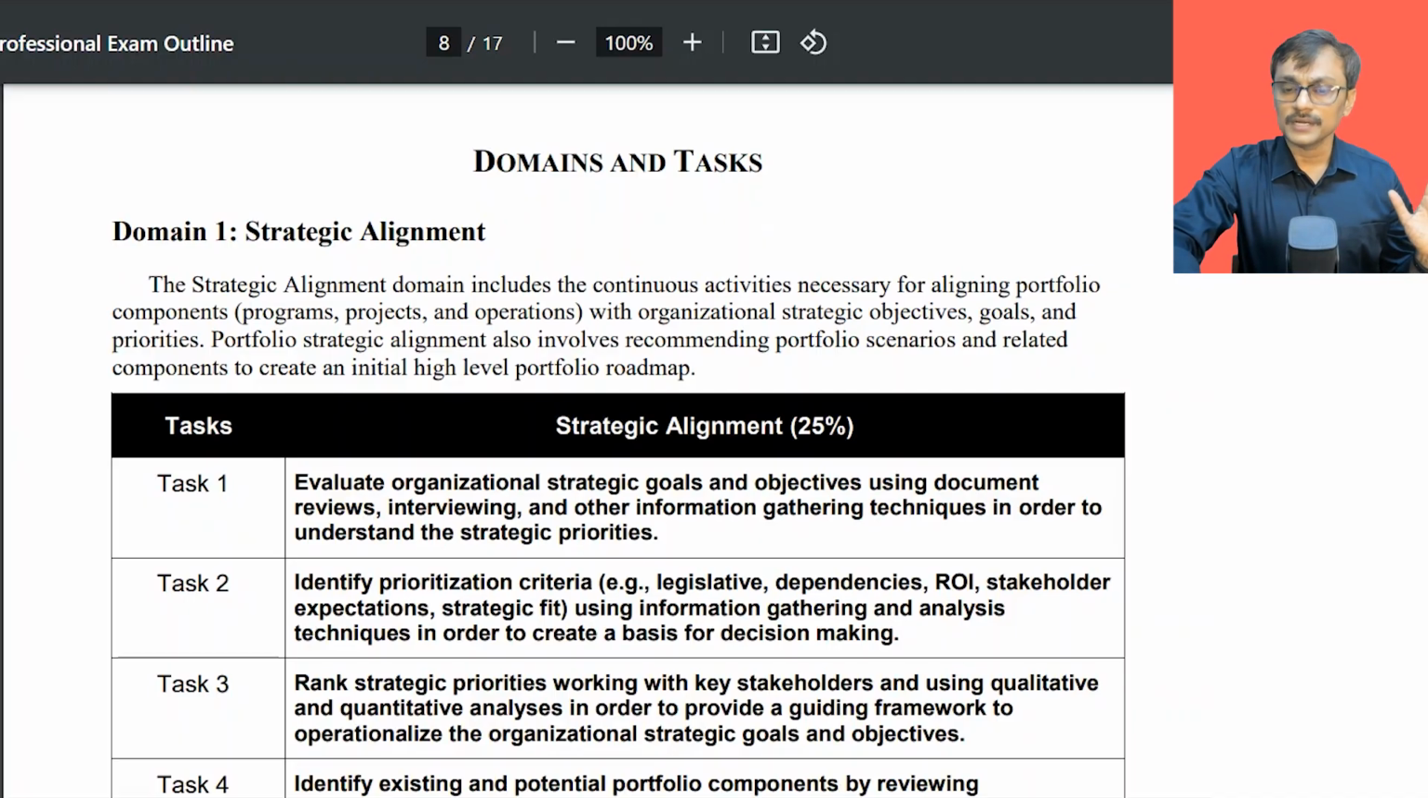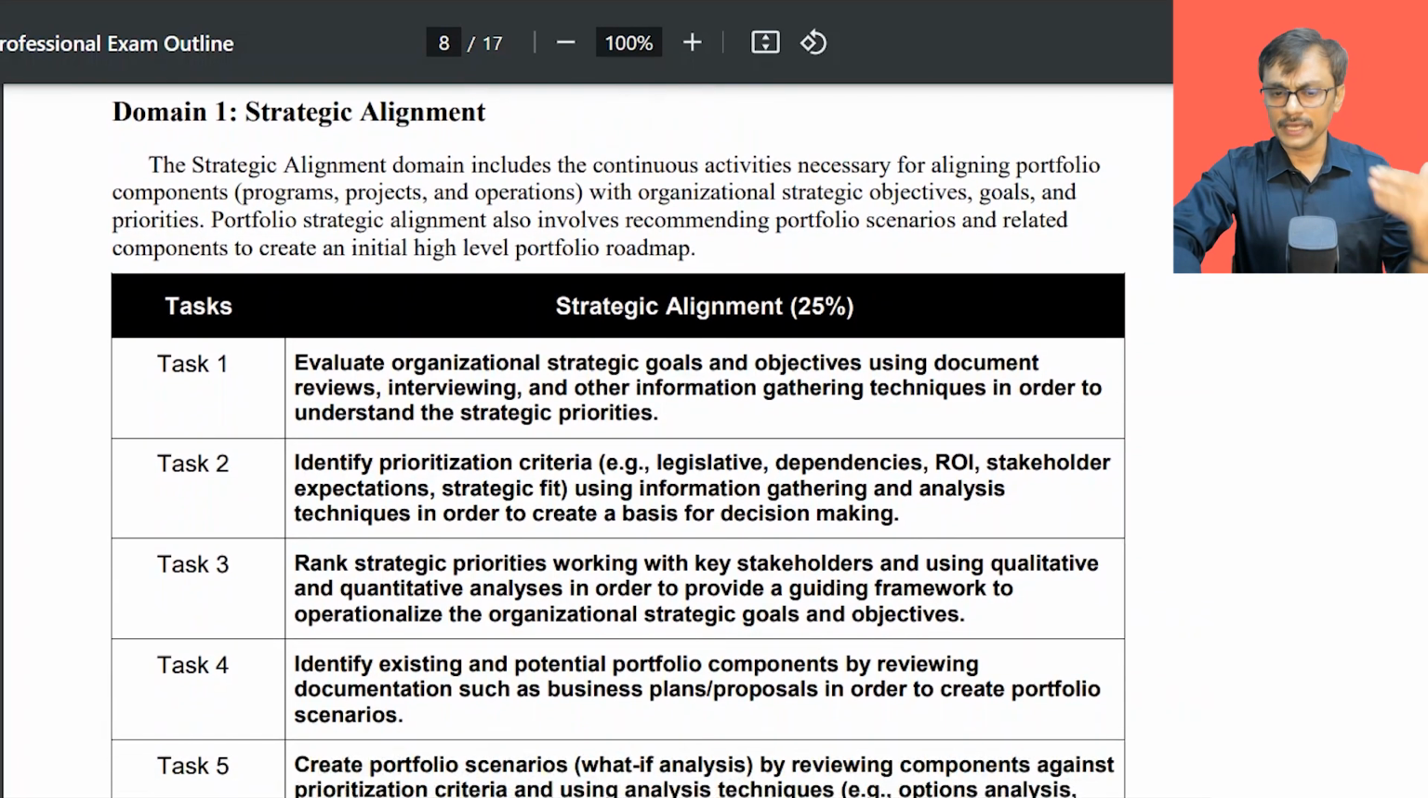This particular exam content outline also tells you what is expected in this area, and also tells you what percentage of the real exam will focus on this particular domain. So strategic alignment gives you 25% of your exam questions, and it focuses on things like evaluating the organization strategy and making sure that we are aligned to it. You create a prioritization model which is as per the organization expectations and strategy.